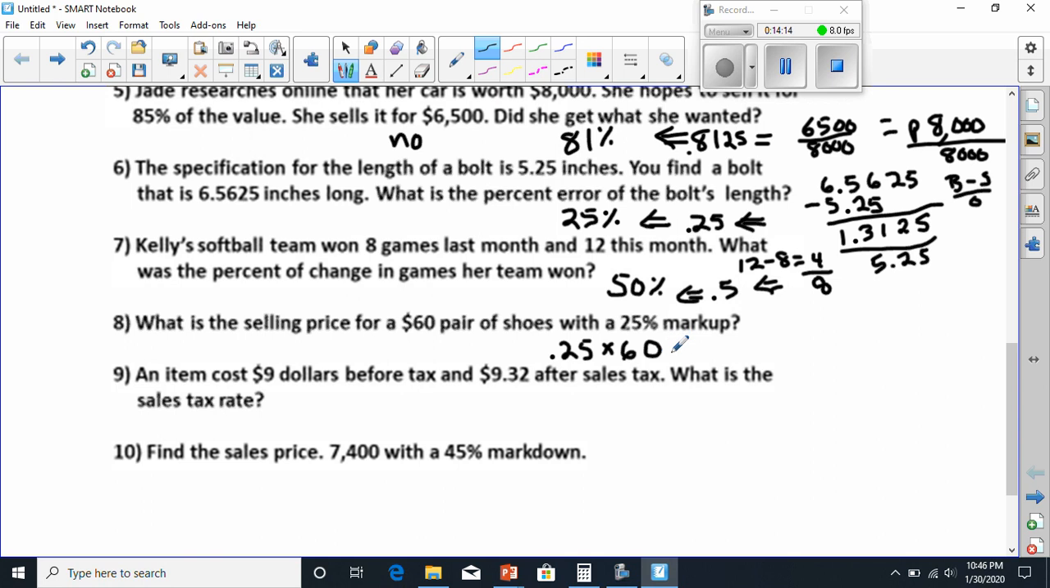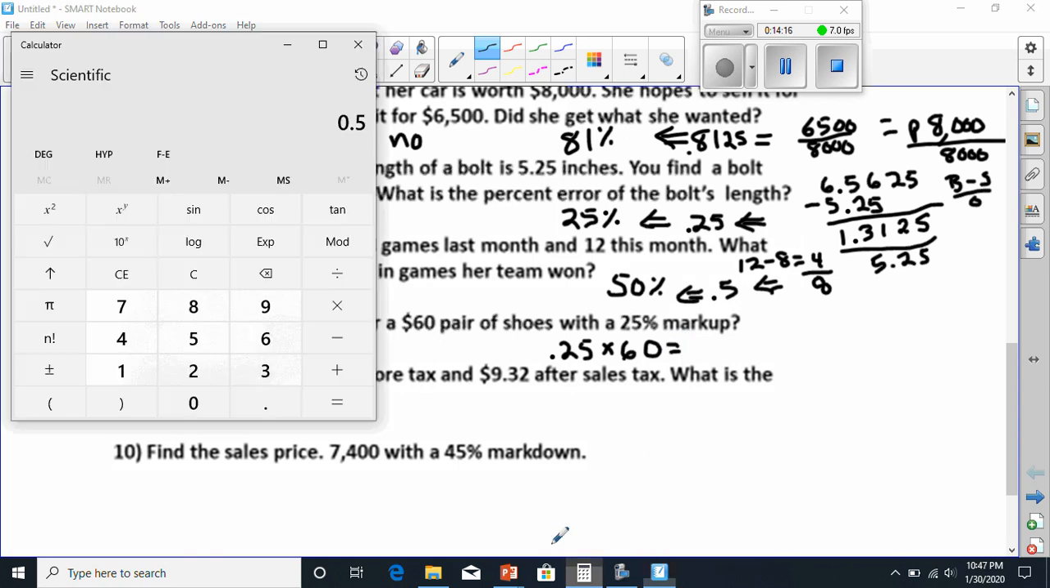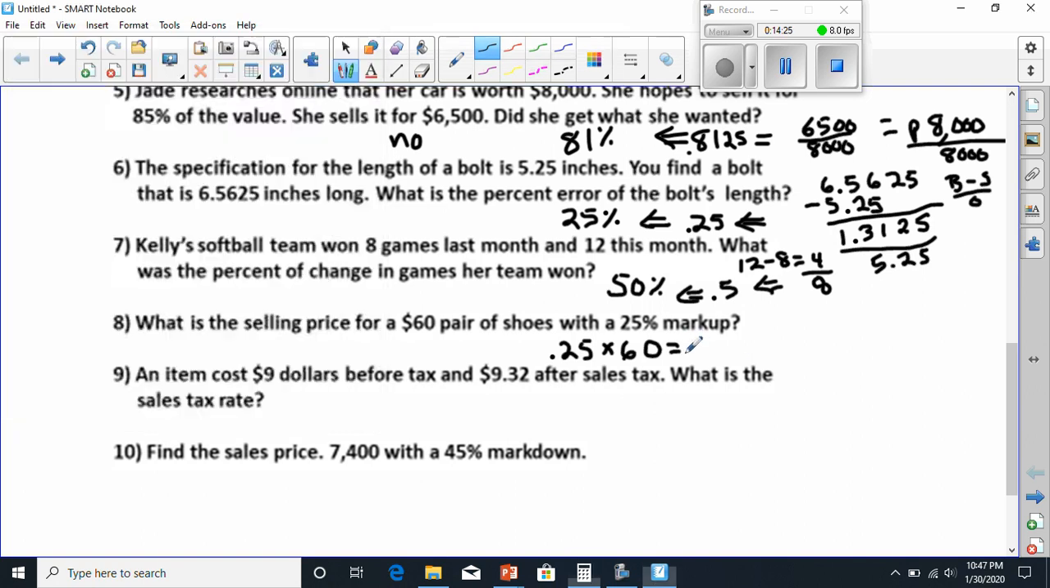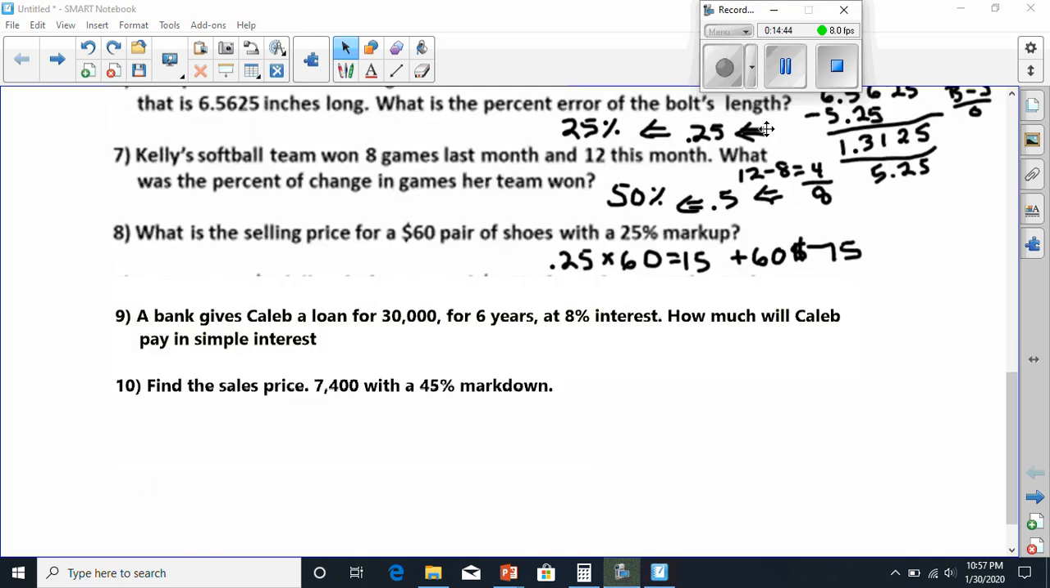Okay, so this is going to be, let's see, 0.25 times 60 is 15. And so now we've got to take the $15 and add it to the $60. So let's see, 15 plus 60 is 75. So the new selling price is going to be $75. All right, let's finish this off. I had to make one little correction.